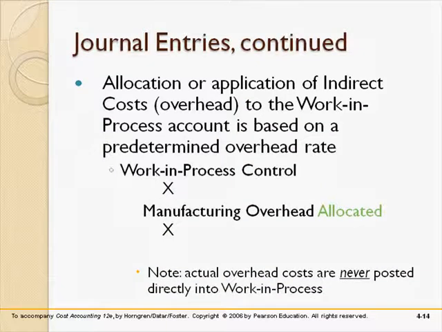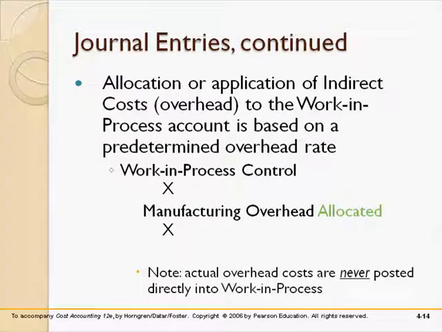Okay, when we allocate the application of indirect costs to the work in process account, we do it based on the predetermined overhead rate. So we would debit work in process control and credit manufacturing overhead allocated. Okay, or applied, allocated or applied, used interchangeably. So with job order costing, we're always using that rate-based approach to get the overhead to the jobs.